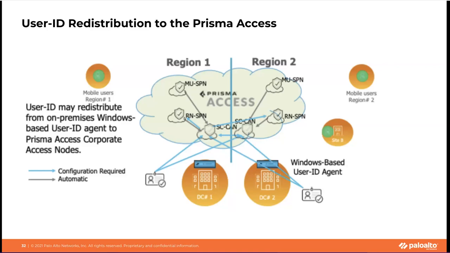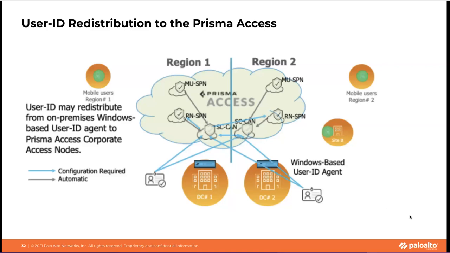So the region 1 service connection, which allows all users from Prisma Access Cloud plus all on-premises data center to be redistributed. So in this Prisma Access environment, all service connections are controlled by one template stack.